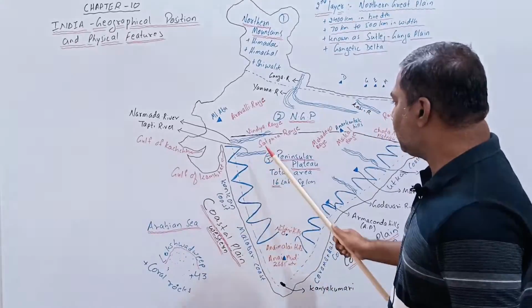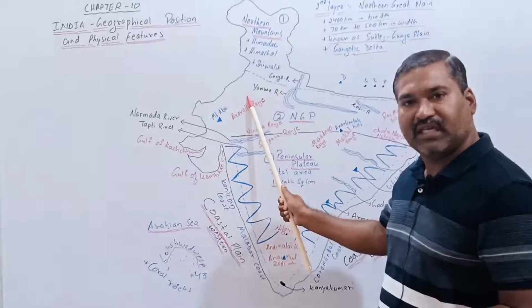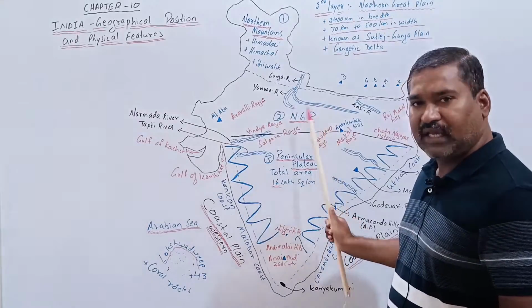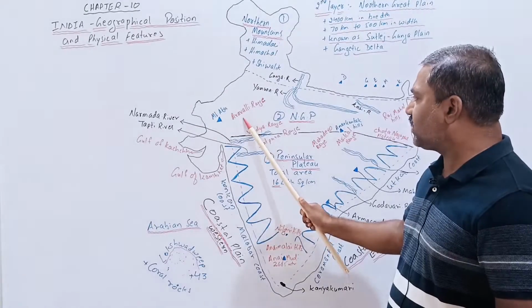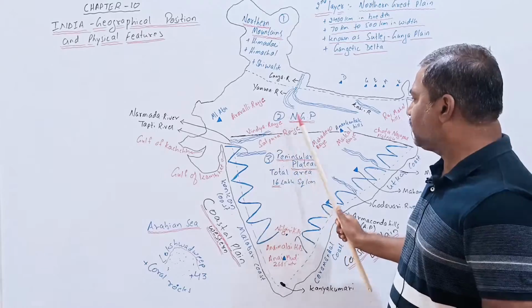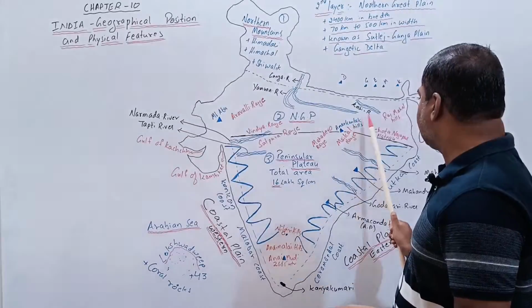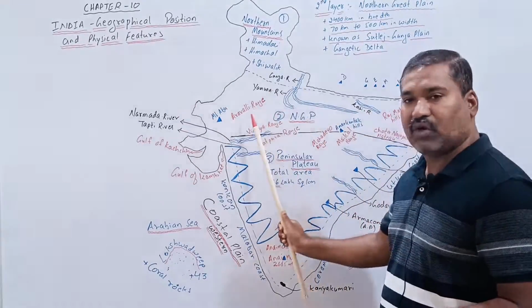What we will do? See here, we moved with the second physical division. This second physical division is called the Northern Great Plain. Here we will see a number of ranges called Aravalli Range, Vindhya Range, and Satpura Range. Amarkantak Hills is there, Rajmahal Hills is there. This is called a Great Plain.